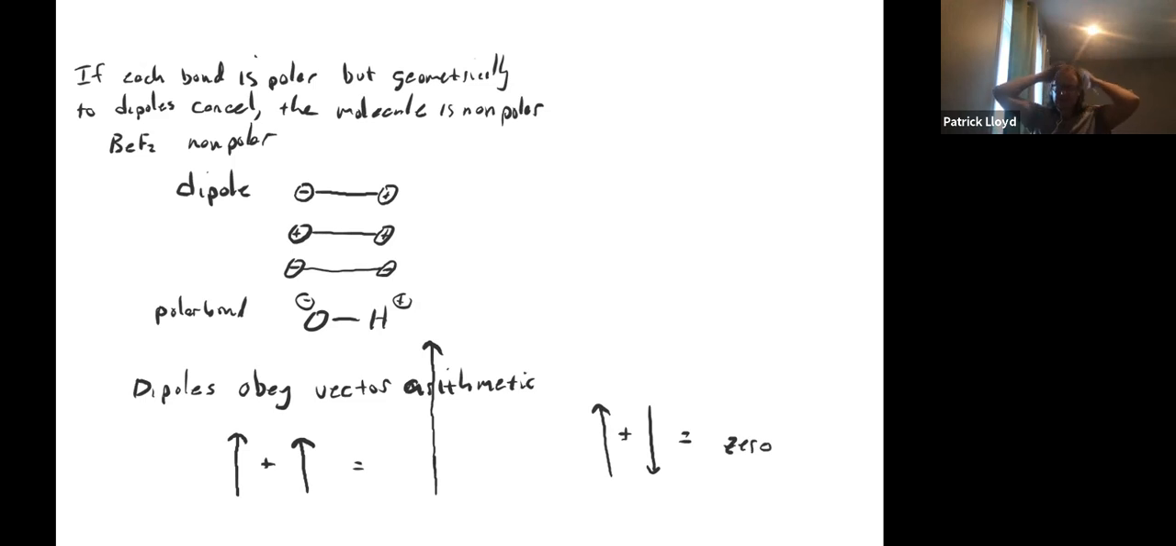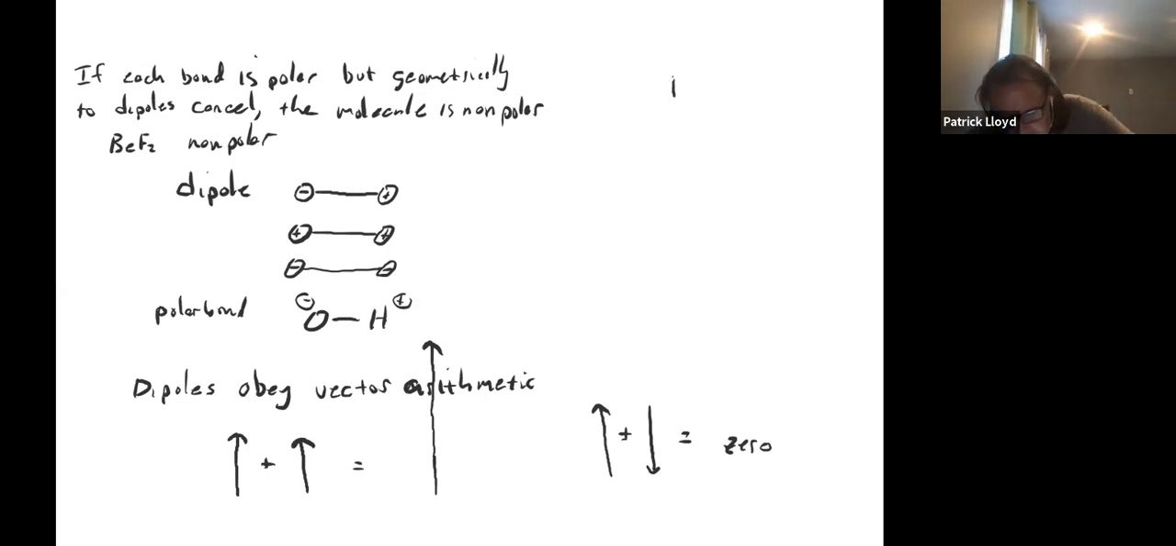Now, if they're kind of pointing in the same direction, but not exactly, then it's a little bit more complicated. Then what you do is you break it down into X components and Y components, and you add the X components and you add the Y components, and then you get what's called a resultant vector. But we don't need that for some of these. So here's what happens.